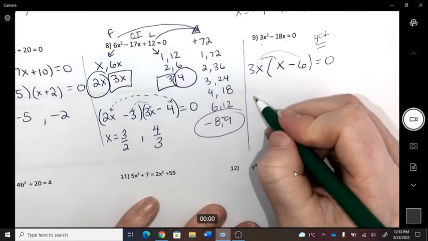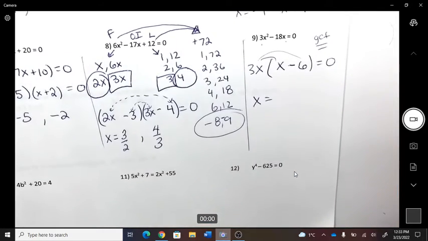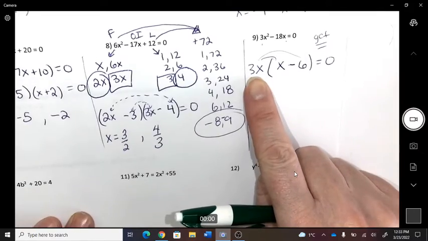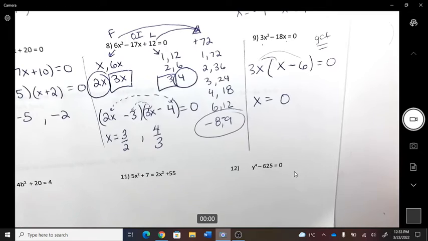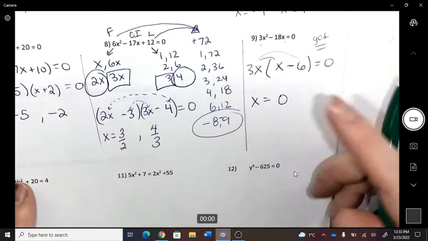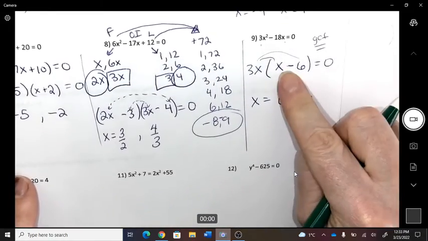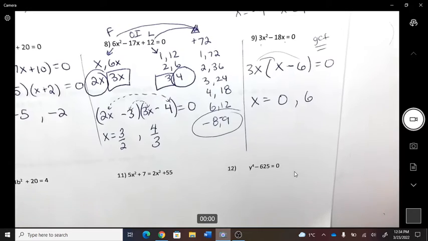Okay, so here you're actually going to have 2 answers. X is what? Did you write 0? Because it's saying in my head 3 times what is going to have a 0 result? 3 times 0. And positive 6 subtract 6 was the way I could get the 0 there.